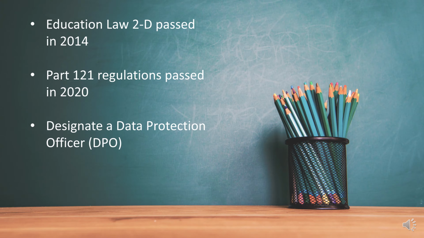In 2014, New York State passed Education Law 2D, followed by the adoption of Part 121 regulations in 2020. The purpose behind Ed Law 2D and Part 121 is strengthening data privacy and security in New York State's educational agencies to protect personally identifiable information of students and teacher-principal information as it relates to APPR.